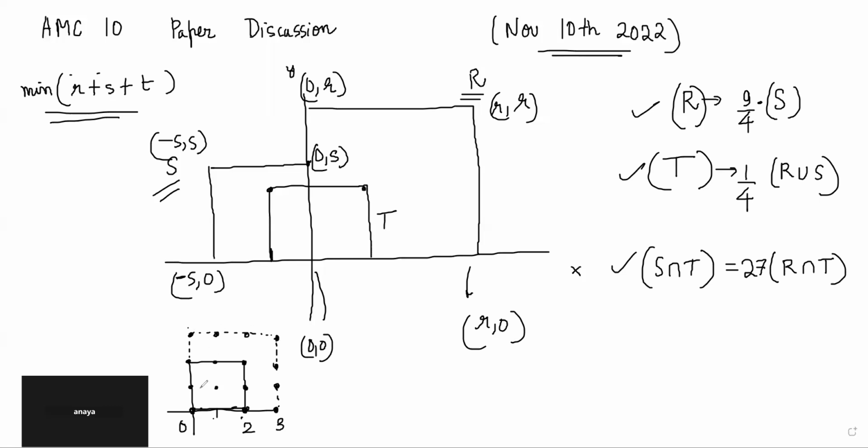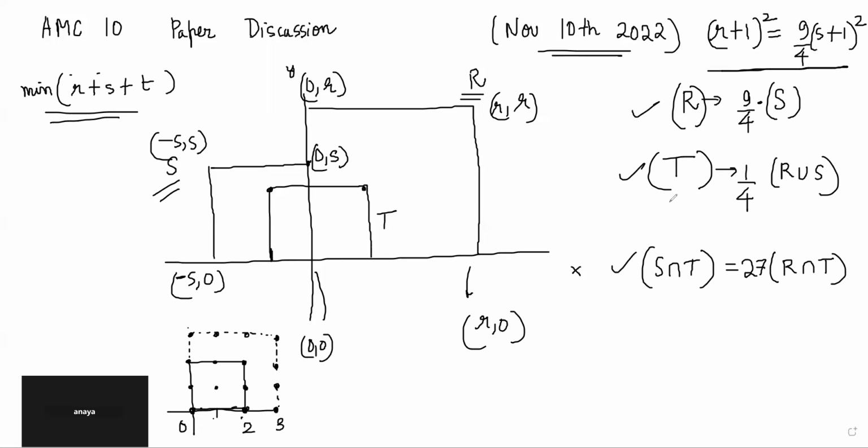So it's a clear pattern. Do you understand what I'm saying? Yes. When you have a 2 square, you have 9 lattice points. When you have a 3 square, you have 16 lattice points. So the number of lattice points in R is how much? R plus 1 whole square. Yes. That is 9 by 4 of S plus 1 whole square, right? Yeah.